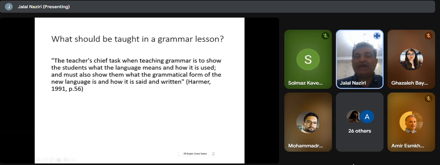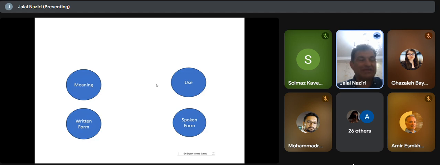So, look at this. The teacher's chief task when teaching grammar is to show the students what the language means and how it is used. So far, meaning and use. And the teacher must also show them the grammatical form of the new language, and how it is said and written. So, in summary, these four are the areas we need to focus on while teaching grammar: meaning, use, written form, spoken form.